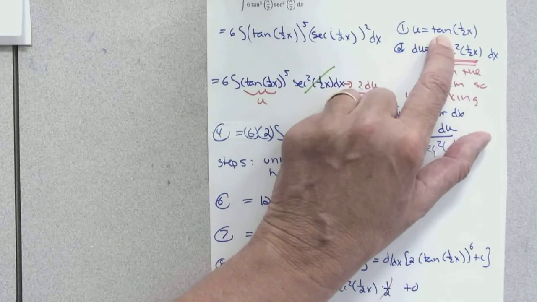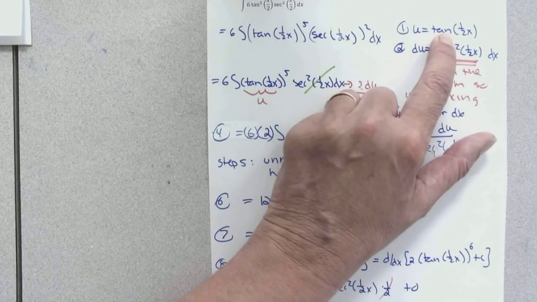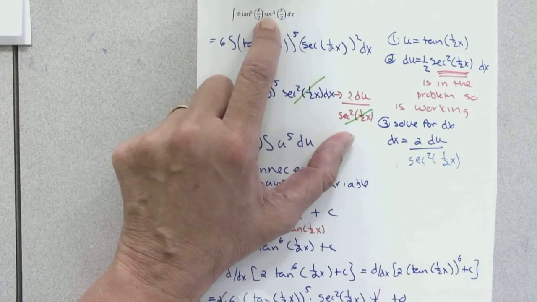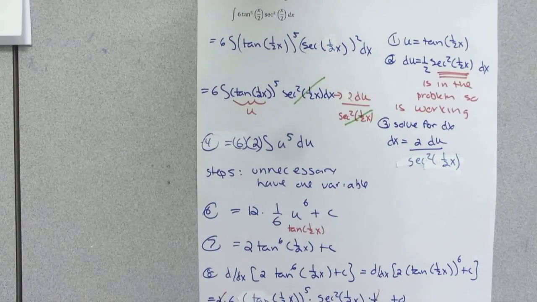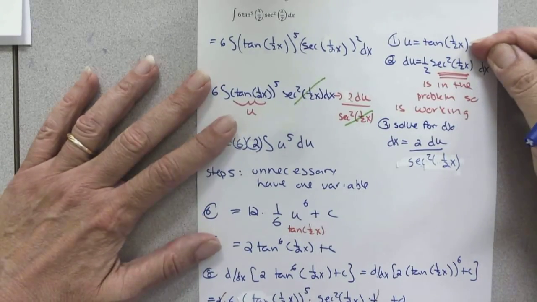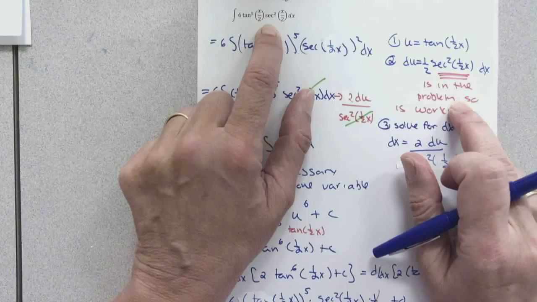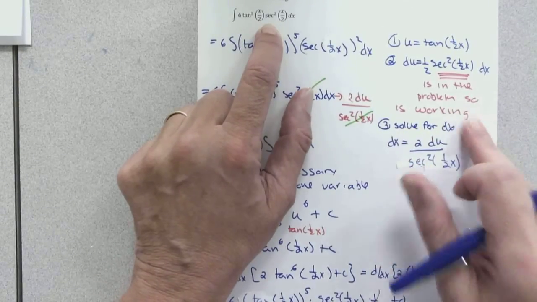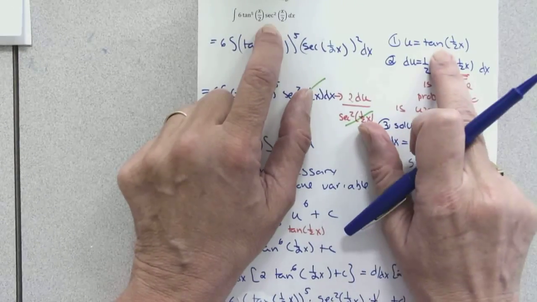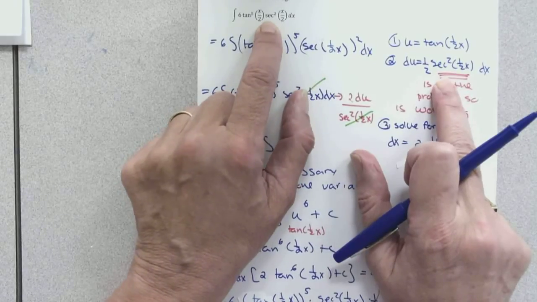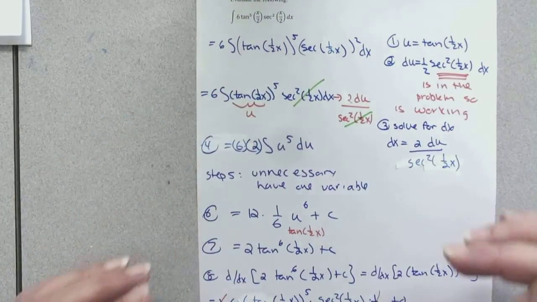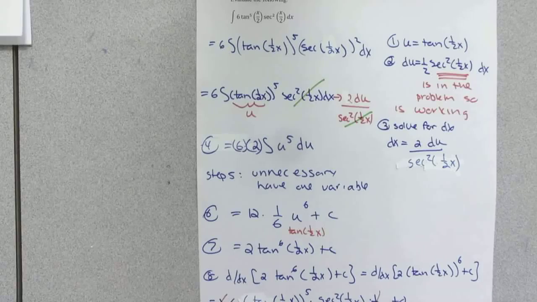And I went with u equal the tangent because the derivative of tangent was secant squared, and that was sitting in the problem. I like to see derivatives sitting in the problem. And so that's why I chose u to be tangent, because its derivative was absolutely sitting in the problem with no muss, no fuss. The derivative of tangent is secant squared. It was sitting in the problem. So that's why I chose tangent.